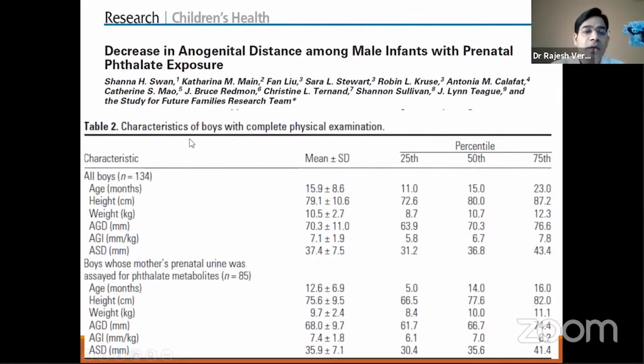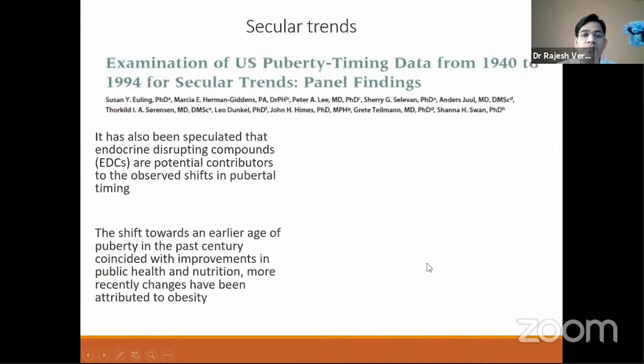So these are the characteristics of boys with complete physical examination. This study compared the anogenital distance in the normal population as well as in boys whose mothers' prenatal urine was assessed for phthalate metabolites. So you can see that the mean anogenital distance in the normal population is 70.3 millimeter, whereas it is decreased with prenatal exposure to phthalates. It is 68. So the 50th percentile is 70 versus 68. So in the study population, anogenital distance is grossly reduced.